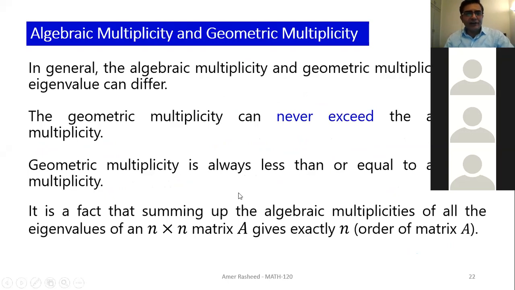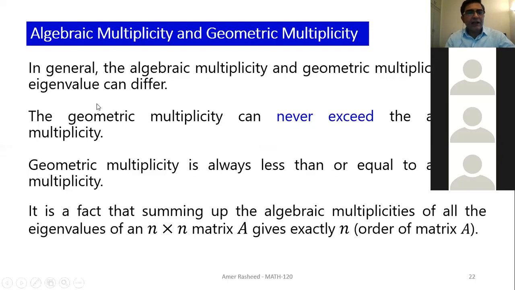Algebraic multiplicity and geometric multiplicity. There are some properties of these two, and we need to remember them. In general, the algebraic multiplicity and geometric multiplicity of an eigenvalue can differ. Because we said that if for an eigenvalue we get 2 eigenvectors, then the algebraic multiplicity of the eigenvalue will be 1 and the geometric multiplicity will be 2.